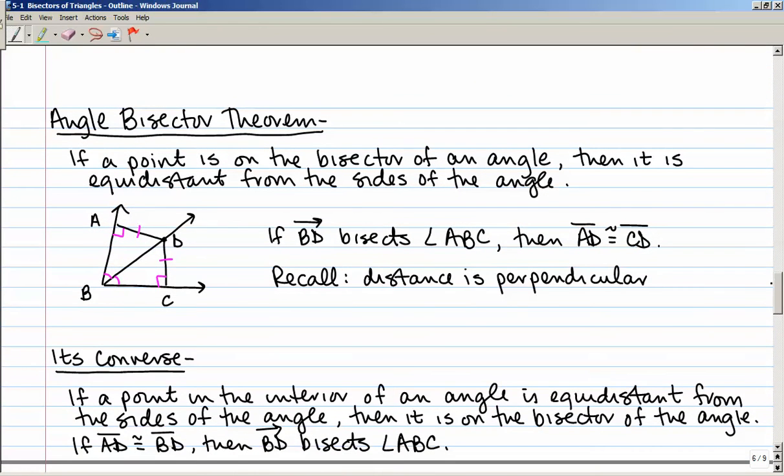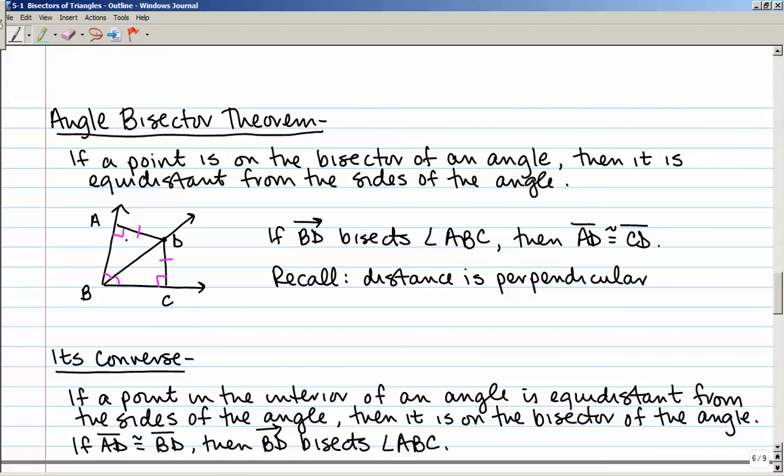The angle bisector theorem says that if a point is on the bisector of an angle, then it is equidistant from the sides of the angle. Okay, so in this diagram, ray BD is an angle bisector of angle ABC, and I know that because of these pink arcs down here. Then any point on the angle bisector, which would be point D, is equidistant from the sides of the angle. So in other words, remember that distance is perpendicular. Segment DC is the same length as segment DA. And notice that the distance is denoted by these little right angle symbols in the corner here.